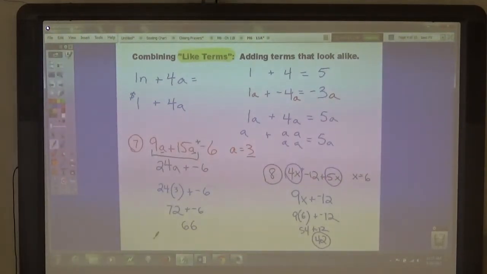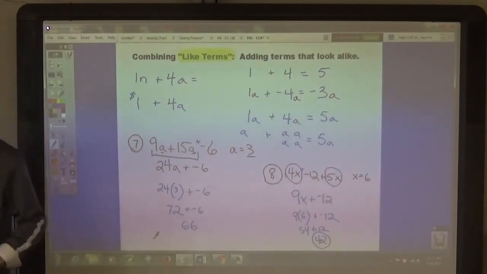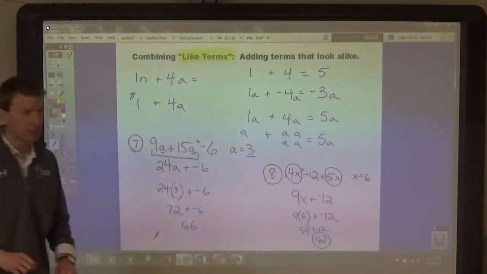Alright, I want you to practice this with 19 through 24 and 26.